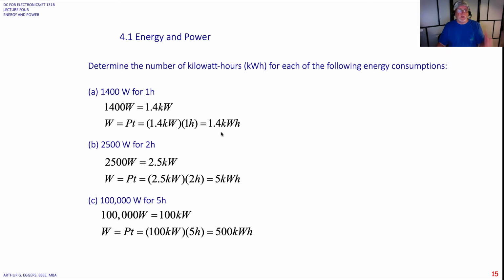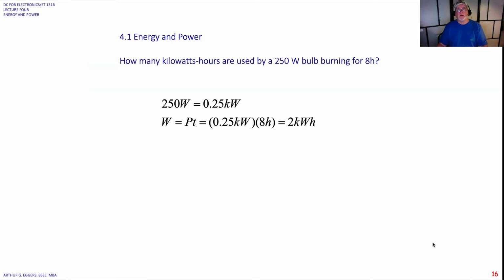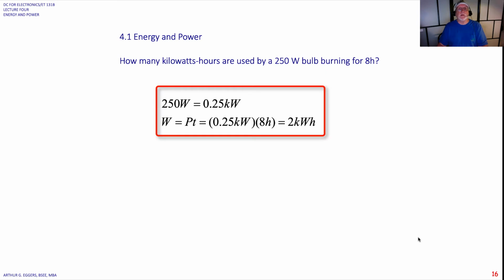Okay, so anyway, those are the problems we just worked. Go ahead and take a look at them again. Pull out your notebook, crank through them, prove it to yourself that it in fact works. How many kilowatt hours are used by a 250 watt bulb burning for 8 hours? Again, just put it in the relationship. 250 watts is 0.25 kilowatts times 8 hours. We get the product 2 kilowatt hours.